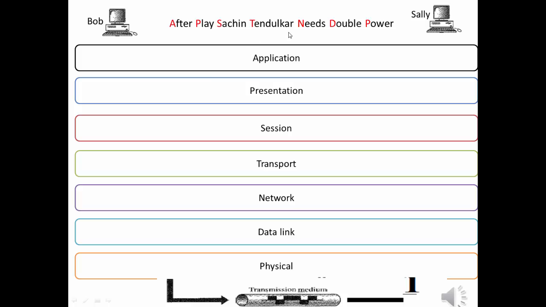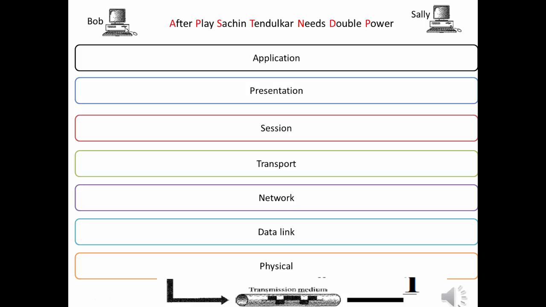Okay. So Bob is a user, and the application layer is closest to the user. The user uses some application to send data, such as Firefox, Chrome, or any application through which we can use the internet. So Bob uses some application to send some data to Sally. Bob has data, which goes to the application layer.